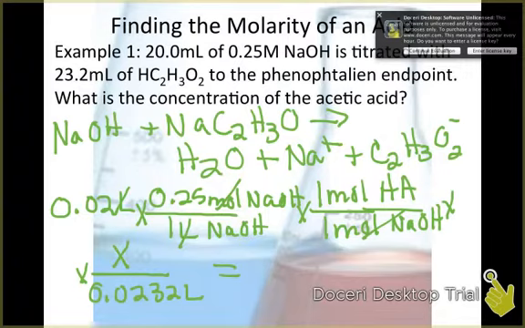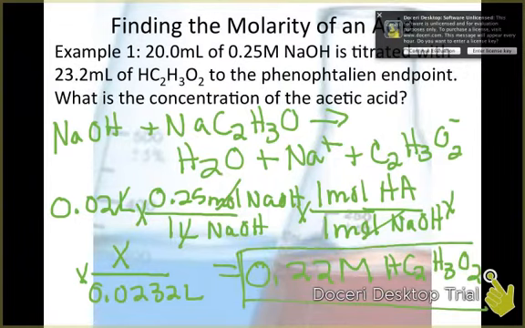So if I do 0.02 times 0.25 times 1, and then divide it by 0.023, I get an answer of 0.22 molarity of my acid, which is my acetic acid, HC2H3O2. So there is my answer. So let's do another problem.